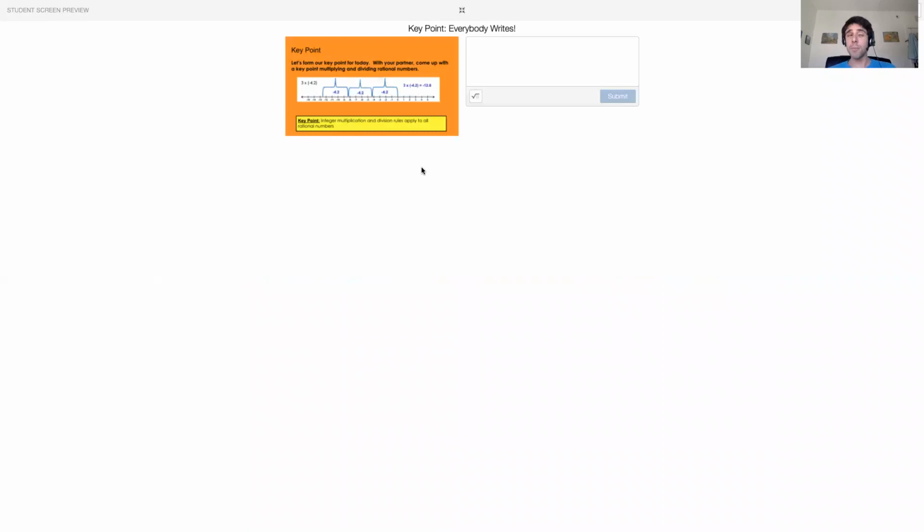So our key point for the day is the following. You're going to stamp that in your box over here. I want to make sure everybody writes the key point right here. Our key point is that integer multiplication and division rules also apply to rational numbers.